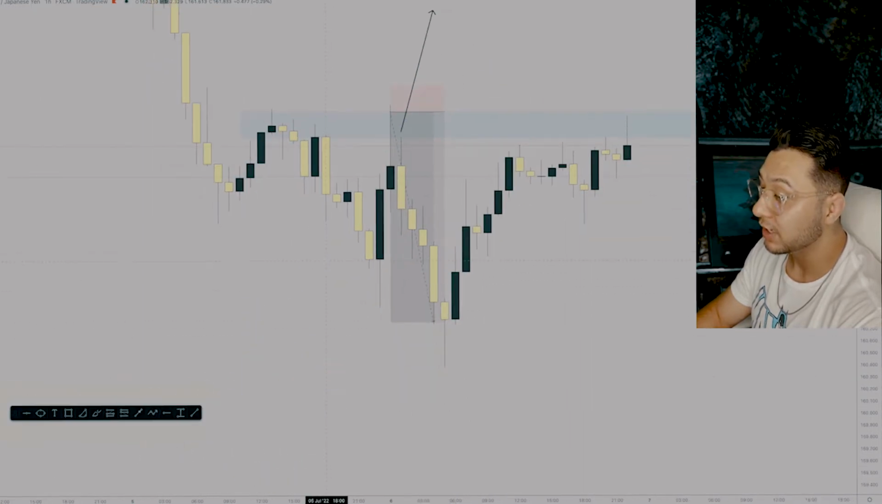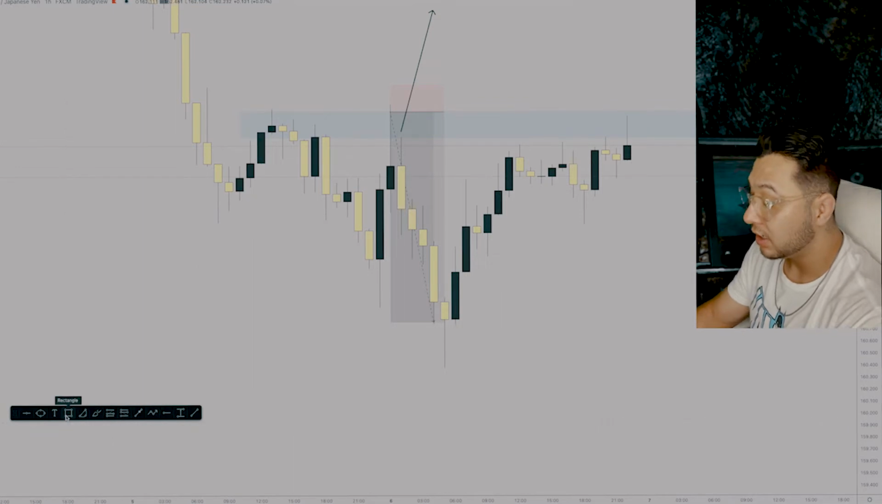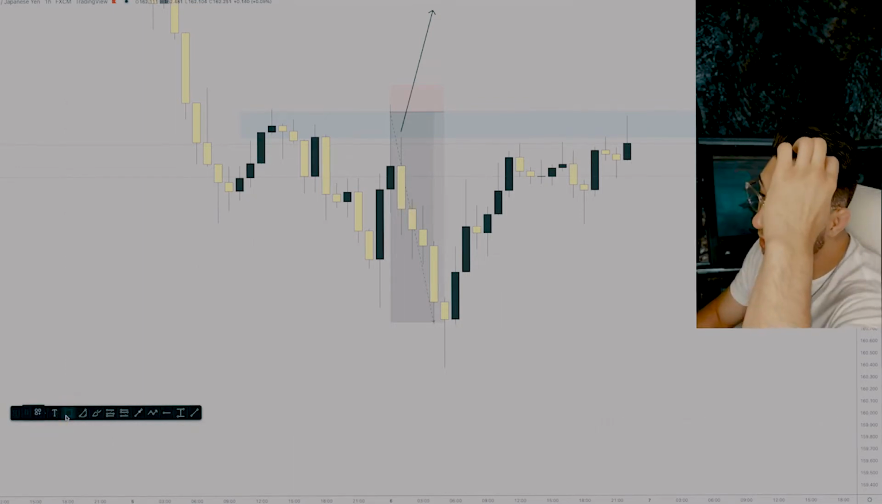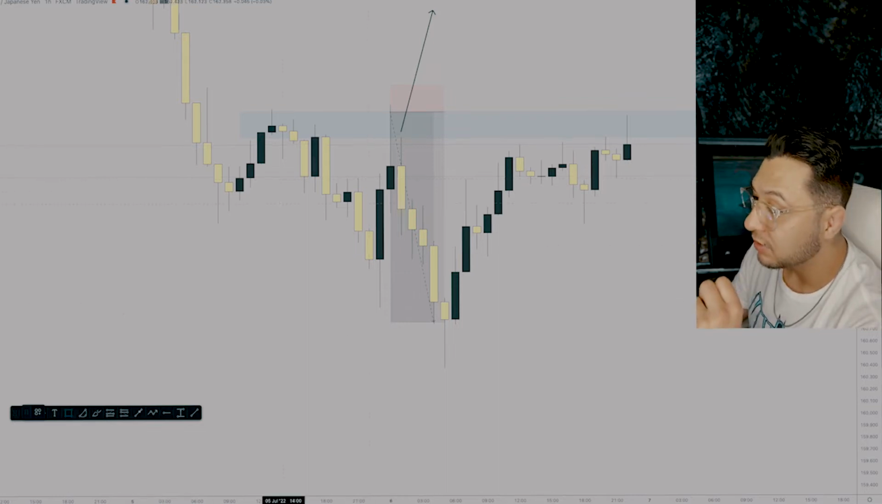Another thing I'm going to draw next is an area of demand. So you can see the strong area of supply here. I'm going to draw a nice demand zone. Let me see if I can find one somewhere.